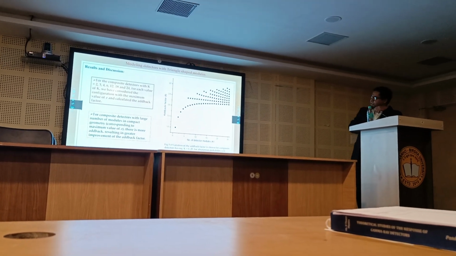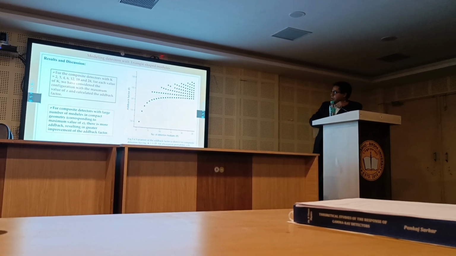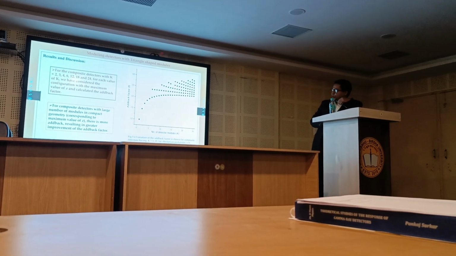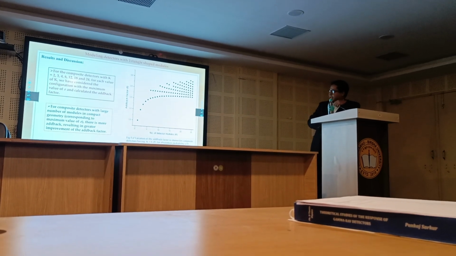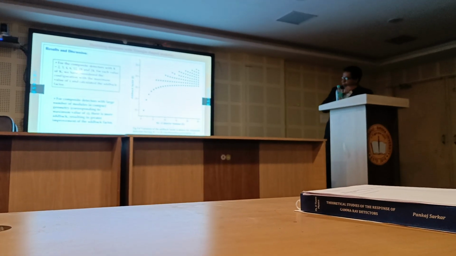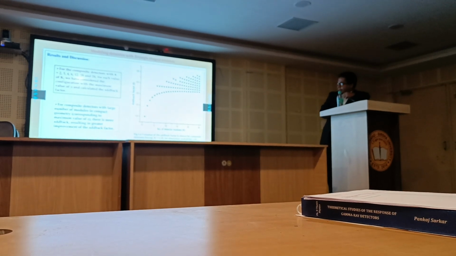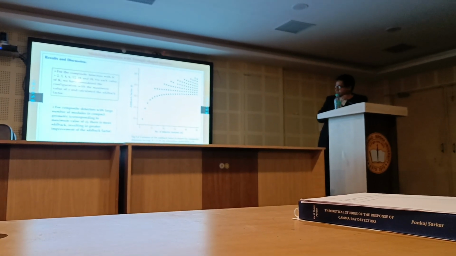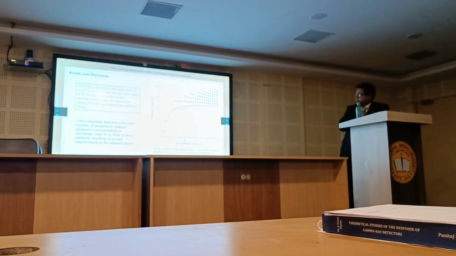For the composite detectors with k equal to 2, 3, 4, 6, 12, 18 and 24, for each value of k we have considered the configuration with the maximum value of z and calculated the add-back factor. For composite detectors with a large number of modules in compact geometry corresponding to the maximum value of z, there is more add-back, resulting in greater improvement of the add-back factor.